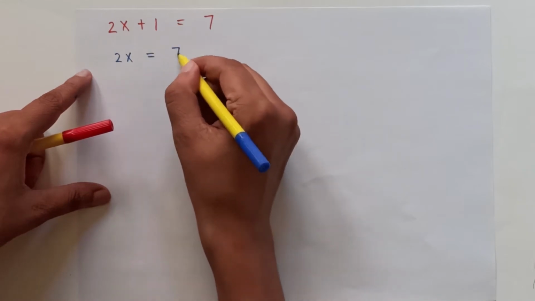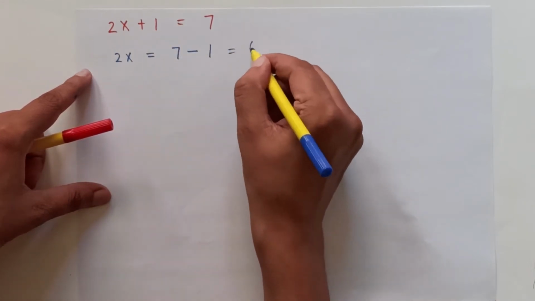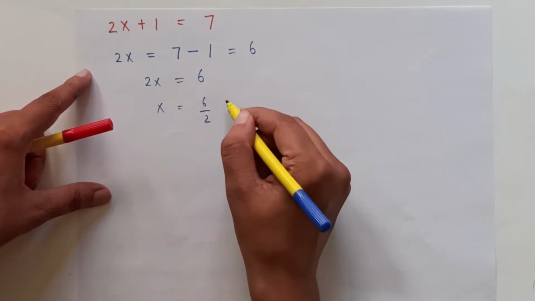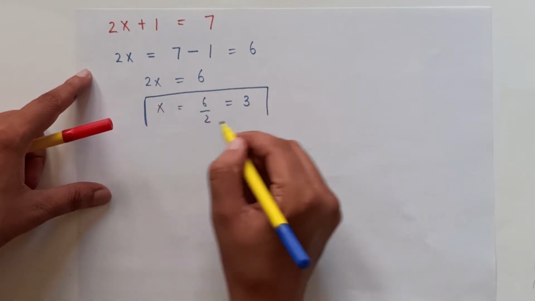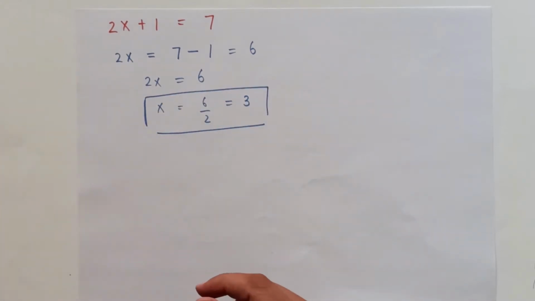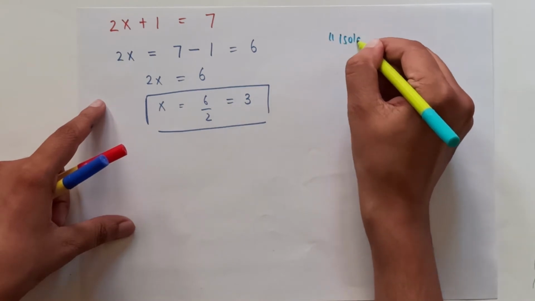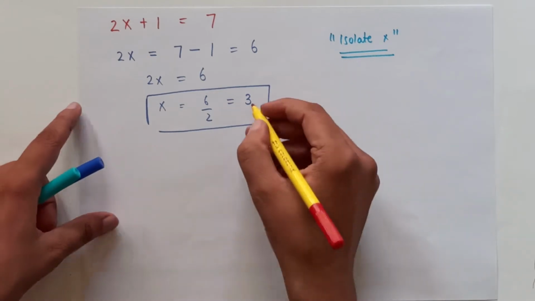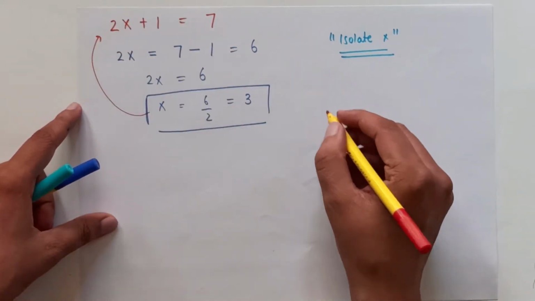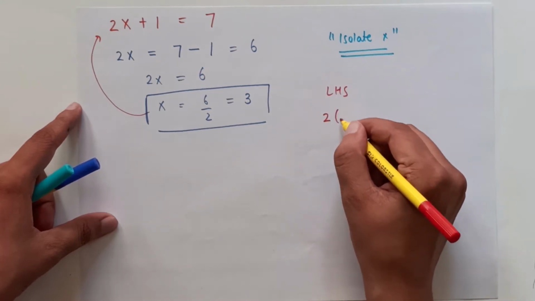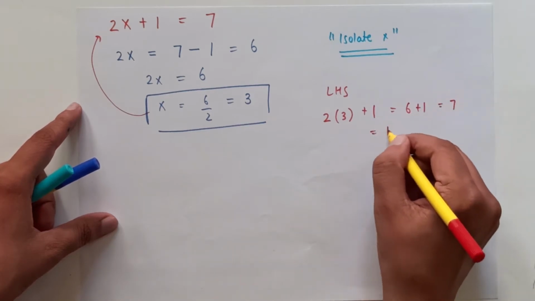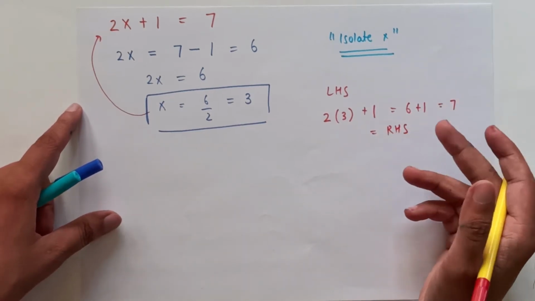So 2x is equal to 7 minus 1, which is equal to 6. 2x equals 6, x is equal to 6 over 2, that is equal to 3. So what we have done is try to isolate x and solve the algebraic expression. Now you can always cross check it. Take x equal to 3 and put it in this equation. So LHS will become 2 multiplied by 3 plus 1, which is equal to 6 plus 1, that is 7, that is equal to RHS, which implies our solution is right.